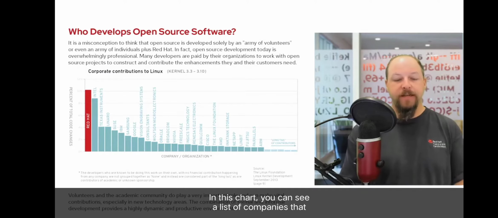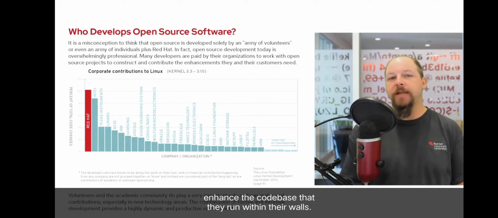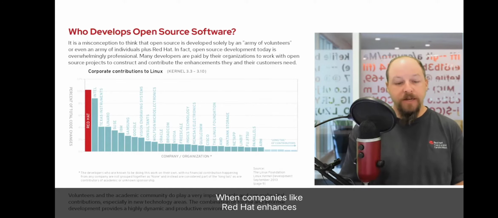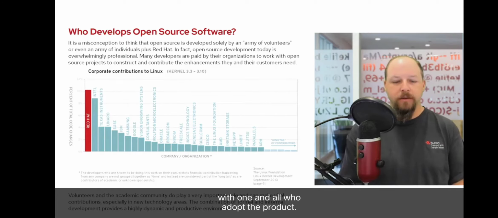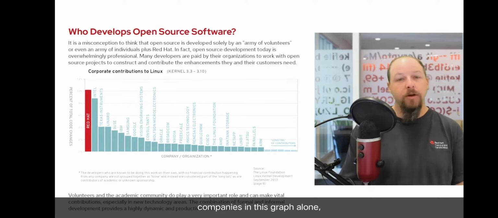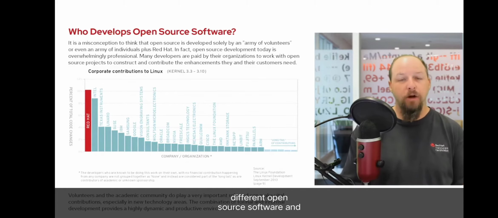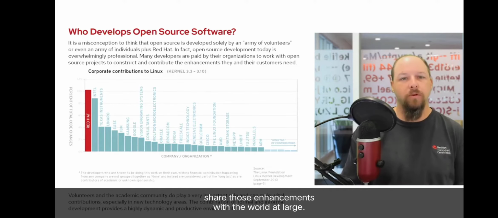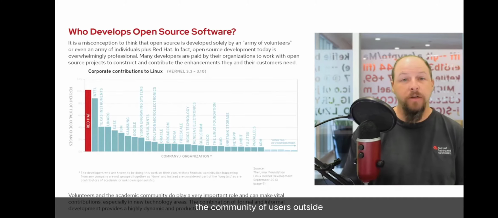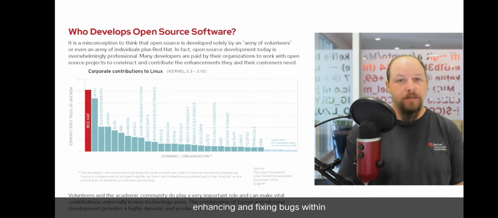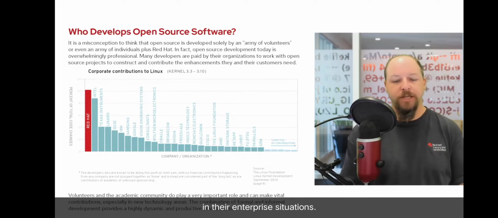In this chart, you can see a list of companies that have made corporate contributions to Linux. These companies are across all sectors and see it in their interest to enhance the code base that they run within their walls. When companies like Red Hat enhance products like Red Hat Enterprise Linux, they share that enterprise-level code with one and all who adopt the product. You can see a large number of companies in this graph alone who found it in their best interest to enhance different open source software and share those enhancements with the world at large. All of these companies simultaneously benefit from the community of users outside their walls who are doing the same, enhancing and fixing bugs within the products they've adopted to run in their enterprise situations.